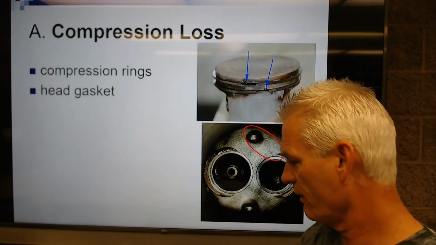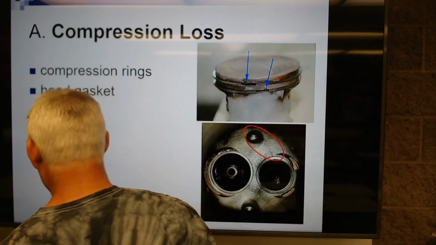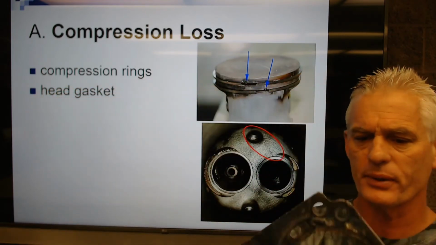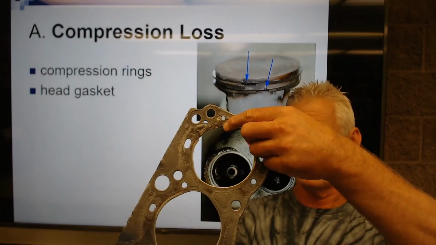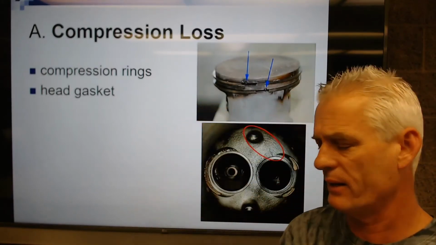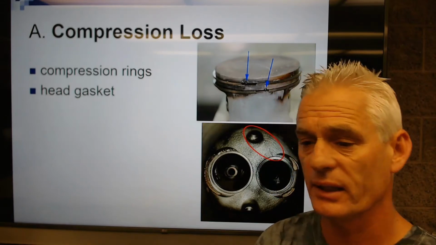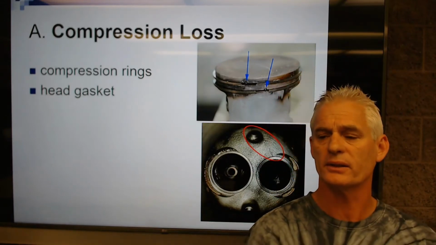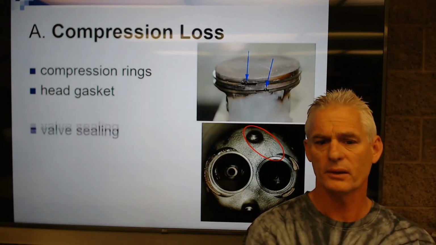Head gaskets. If we have a head gasket leak like this one, we're going to have a compression loss, and you can see the firing ring on here is all messed up. So the head gasket's not going to be sealing between the head and the block, and that's going to be a significant source of compression loss.